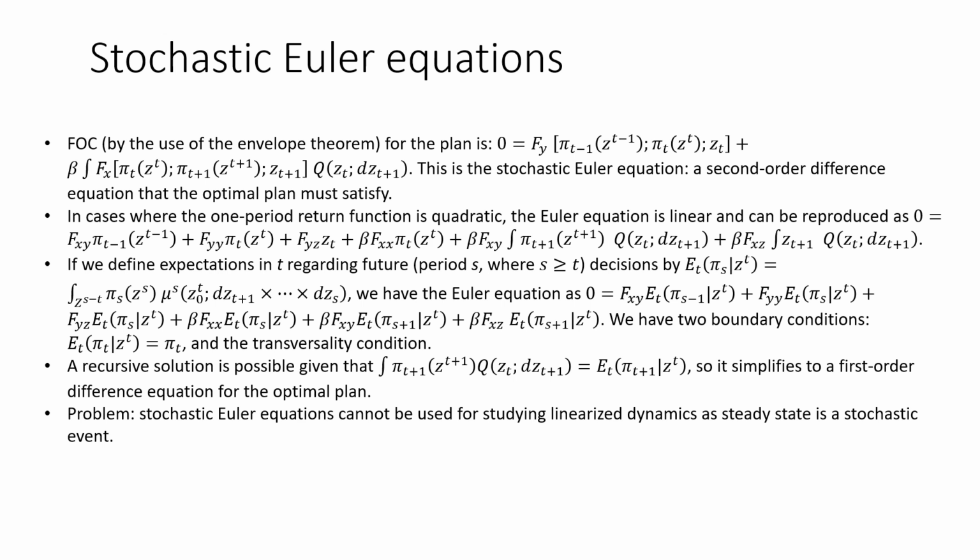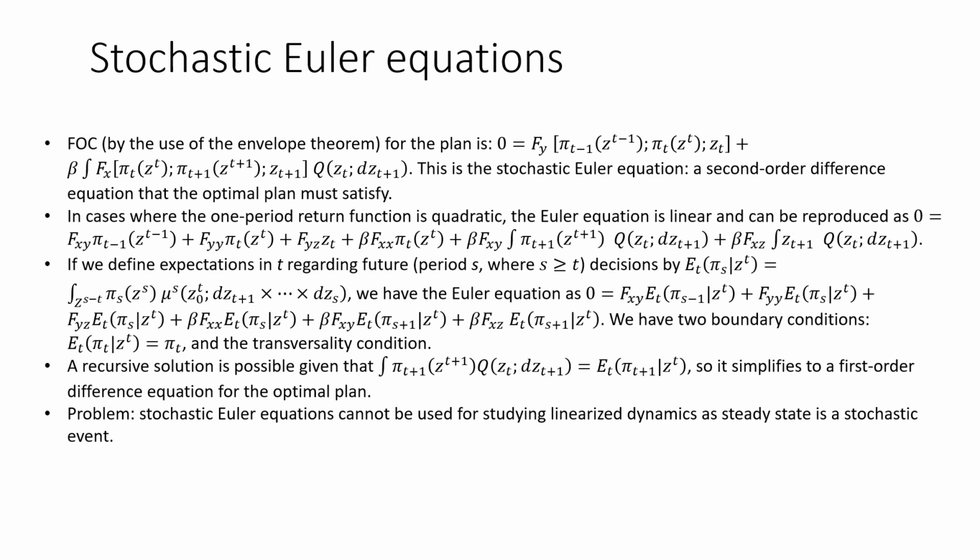The basic requirement to do so was to find a steady state. And in the deterministic case, the steady state was stable, if it was stable, so it was a point around which we could study linearized dynamics. But in the stochastic case, the steady state is not a stable point.